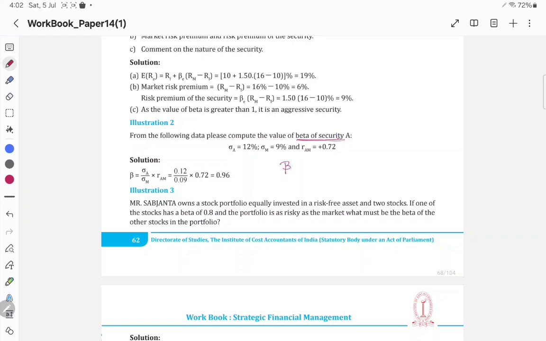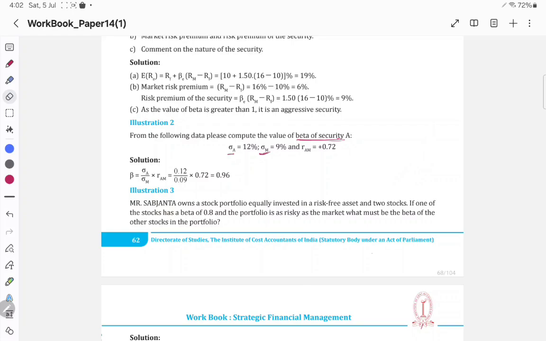I think you are very much aware that beta's formula is basically r, the correlation coefficient between market and security, because here market standard deviation is given and the security's standard deviation is given. So the formula will be the correlation between market and security into standard deviation of security by standard deviation of market. The second tip is, you can write this formula in your notebook, and in a similar manner write what beta means, what R_A means, what R_M means, so that it will be easy for you during the examination.